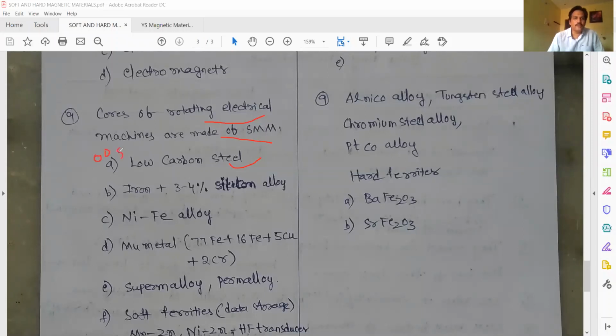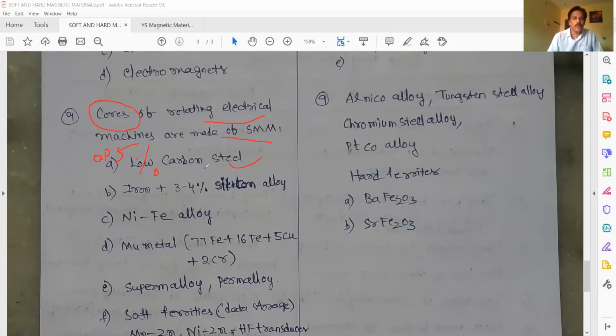Steel is an alloy, a mixture of iron, cobalt, nickel. You get steel with 0.05% carbon added to the steel. So that is the core of rotating electrical machines. The core of electrical machines has some core elements, core magnetic materials.